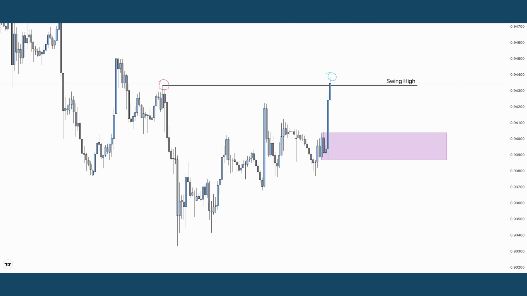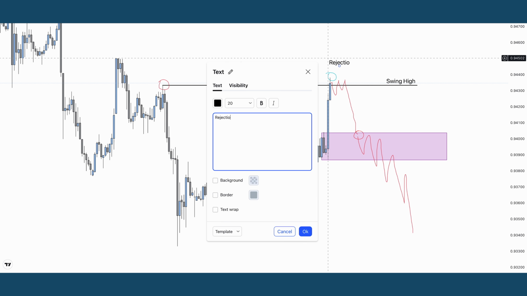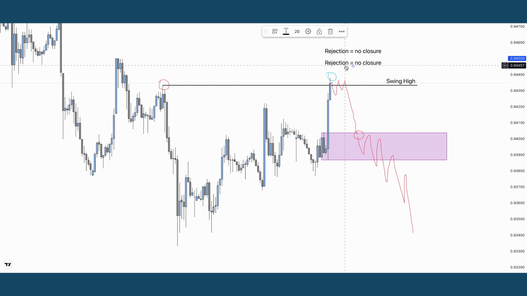Now, this is then the point where we want to make sure we are getting closures above this level, right? Above this swing high. If the market is able to close above, that will give us what we need in terms of confirmation to continue trading higher. But if the market fails to close above, then we could instead be potentially about to see continuations lower in this market because it will show us that the swing high has been rejected. So a rejection would be no closure, and then a confirmation would be closure above. This would leave us with two scenarios.